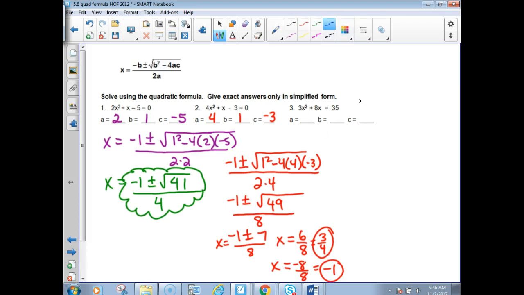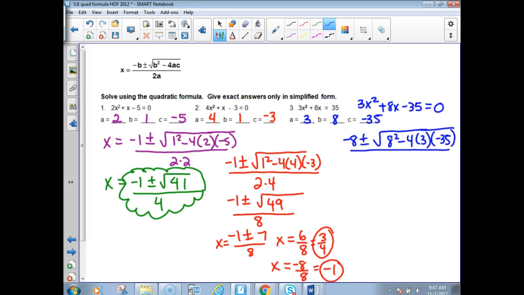Okay, number 3, we need to get it in the proper form. So first we want to set it to 0. So we got 3x squared plus 8x minus 35 equals 0. Okay, I got some big numbers now. We got a is 3, b is 8, and c is -35. The formula starts out with the opposite of b, so negative 8 plus or minus the square root of b squared, which will be 8 squared, minus 4 times 3 times negative 35. I think I'm going to use the calculator this time for the part under the radical. So I've got 2 times 3 on the bottom.